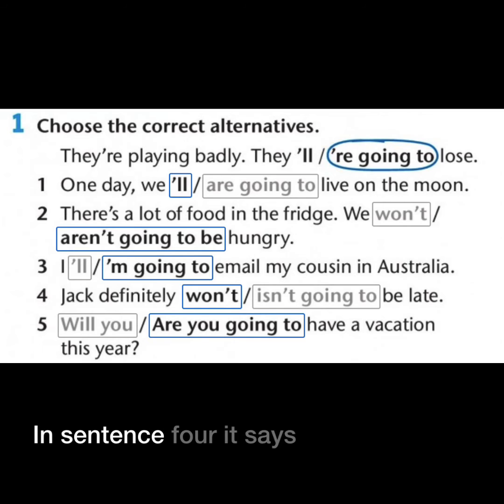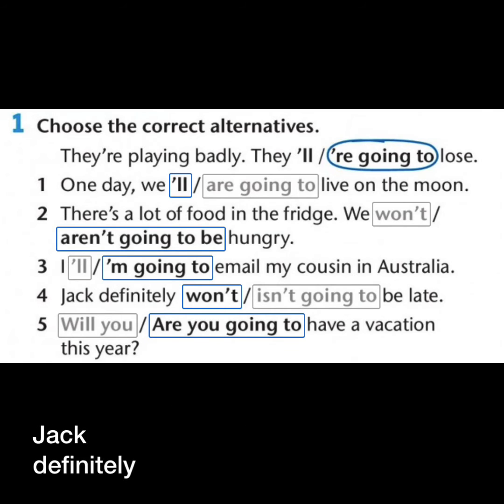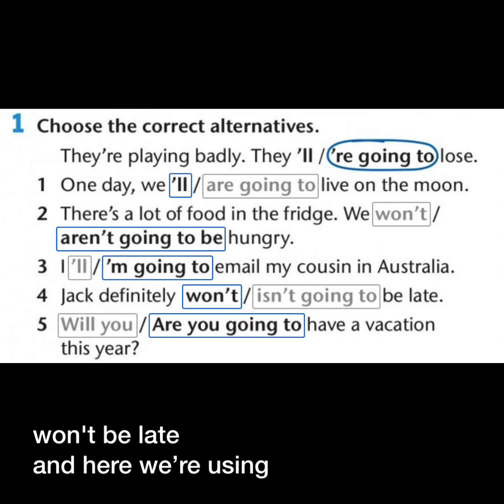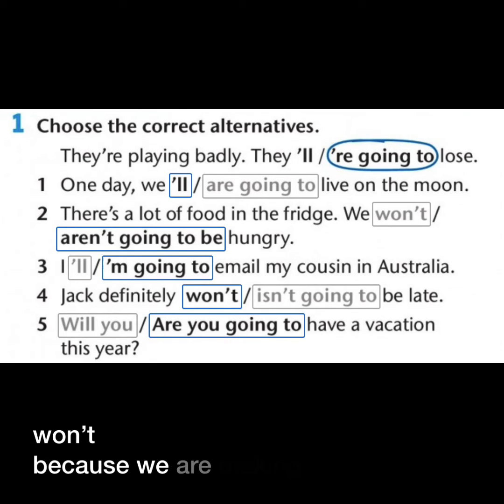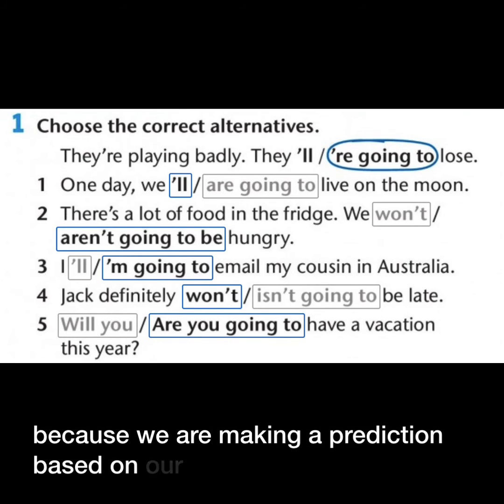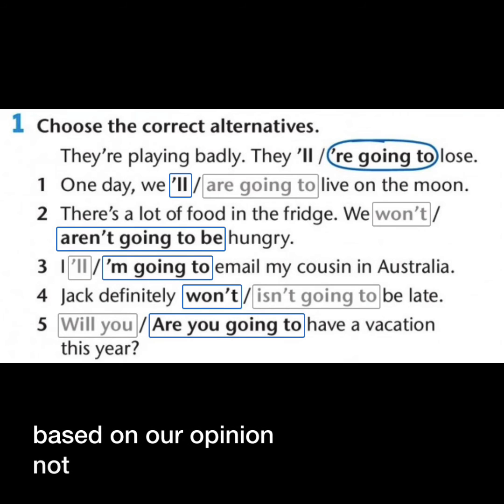In sentence 4, it says, "Jack definitely won't be late." And here we're using won't because we are making a prediction based on our opinion, not on evidence.